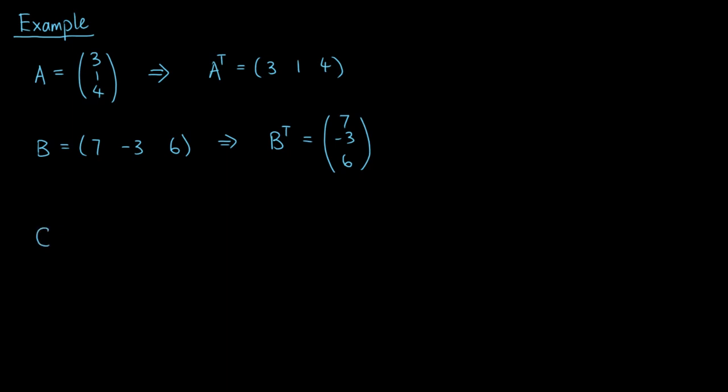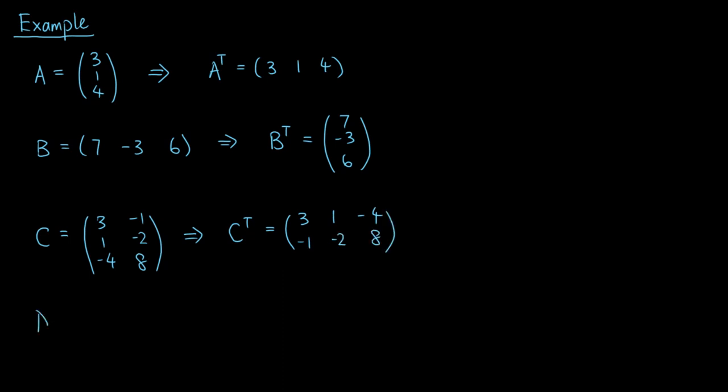Now C, which is the matrix 3, -1, 1, -2, -4, and 8, has 2 columns, each with 3 entries. So the transpose of C has 2 rows, and each row has 3 entries, where the first row is 3, 1, and -4, and the second row is -1, -2, and 8.